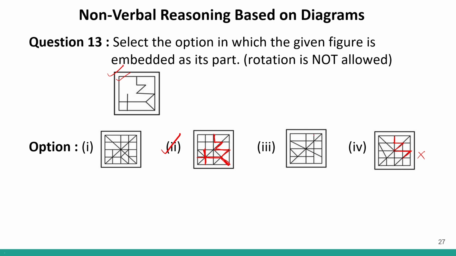If I check option number 3, we have a line coming like this, like this, like this, but we don't have a line coming like this. So option number 3 is also eliminated because of it. And if I look at option number 1, we have a line like this, this, this, but then again we do not have a line coming like this. So option number 1 is also eliminated. So did you see? In options 3, 4 and 1, I could not complete the embedded image. Only in option number 2, I could complete the embedded image. So option number 2 will be the correct answer to this question.